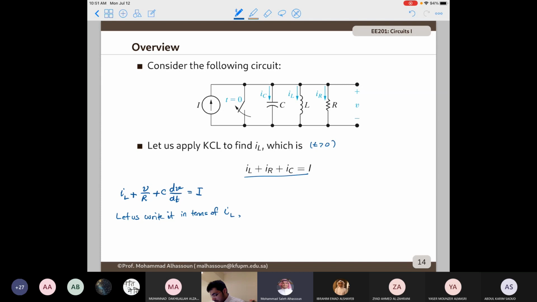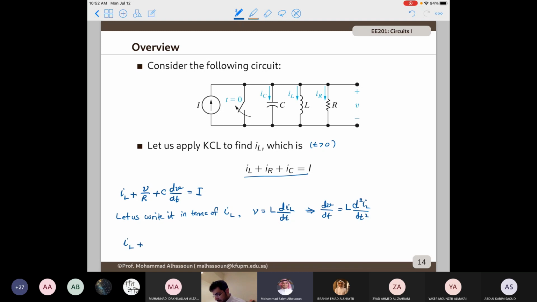So the voltage of the inductor, or the voltage, is related to the current. So this is the voltage across the inductor, which is exactly the same as the voltage across the capacitor, which is exactly the same as the voltage across the resistor. Now, if I differentiate it with respect to time, I will end up with L d²i_L/dt². So now let me go back and substitute.